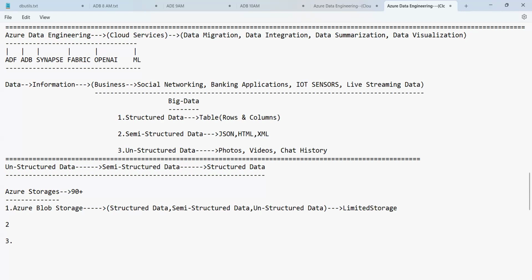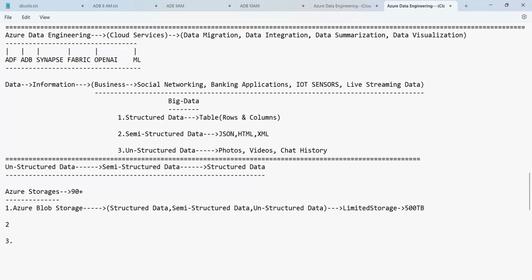But what is the limit, guys? Everyone, what is the limit? 500 terabytes, TB. We cannot store more than 500 TB of data. That is the limit. So this is the drawback you will have in Azure Blob Storage.